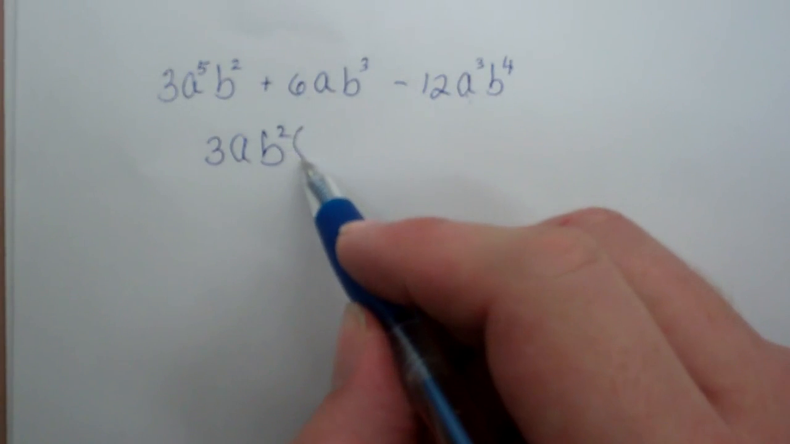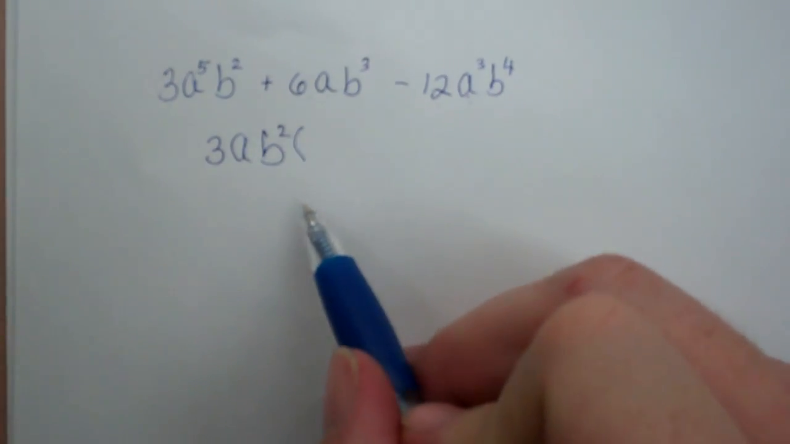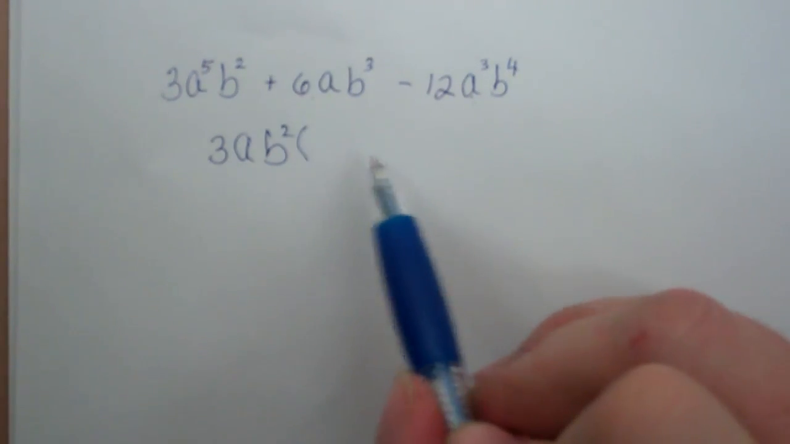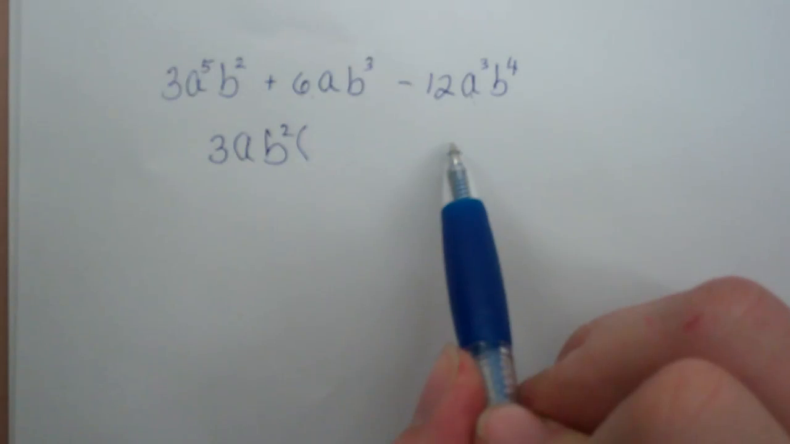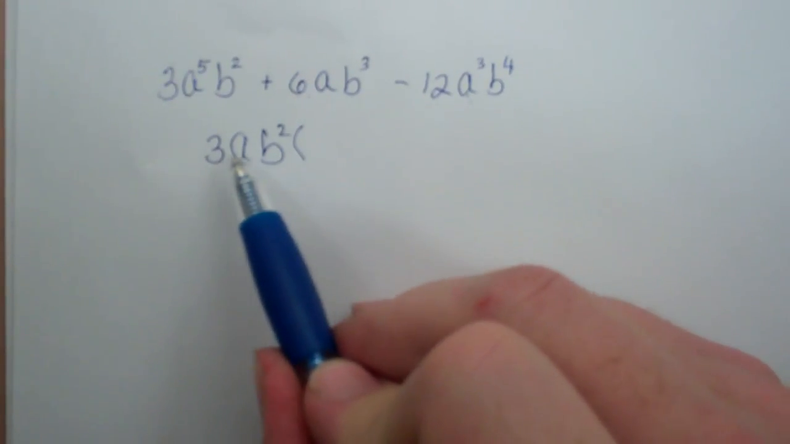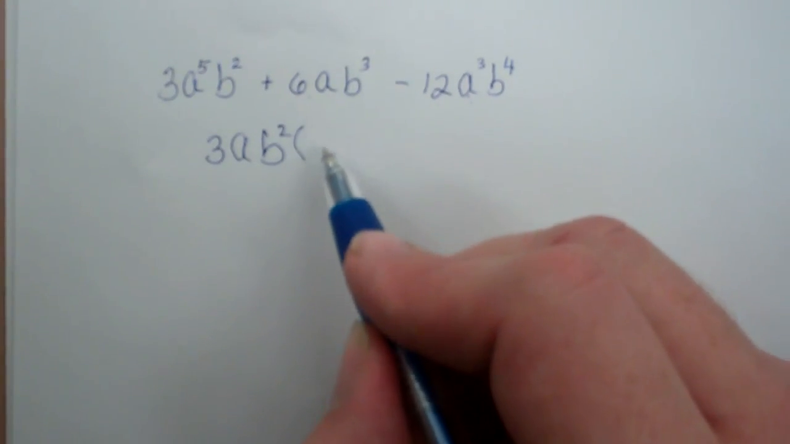Let's see what is the other factor once we pull this one out. To do that, we have to write on the inside what needs to go here so that when we multiply this all together, we get this back again. Okay? What do we multiply times 3 to get a 3? That would be a 1. Of course, you don't need to write the 1.